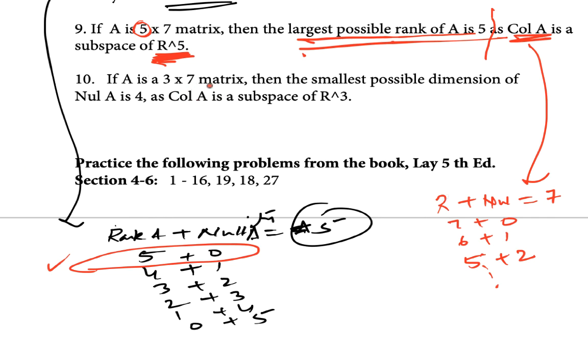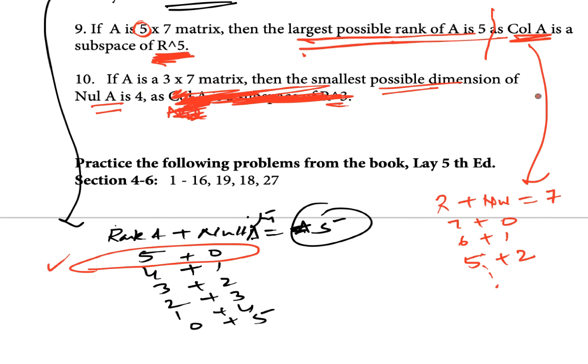Okay, last problem here. If A is a 3 by 7 matrix, then the smallest possible dimension of the null space is 4. The reason is the null space of A is a subspace of R3. Okay, hold on, I think there is a typo here. Sorry, remove this. If A is a 3 by 7 matrix, then the smallest possible dimension of the null space is going to be 4.